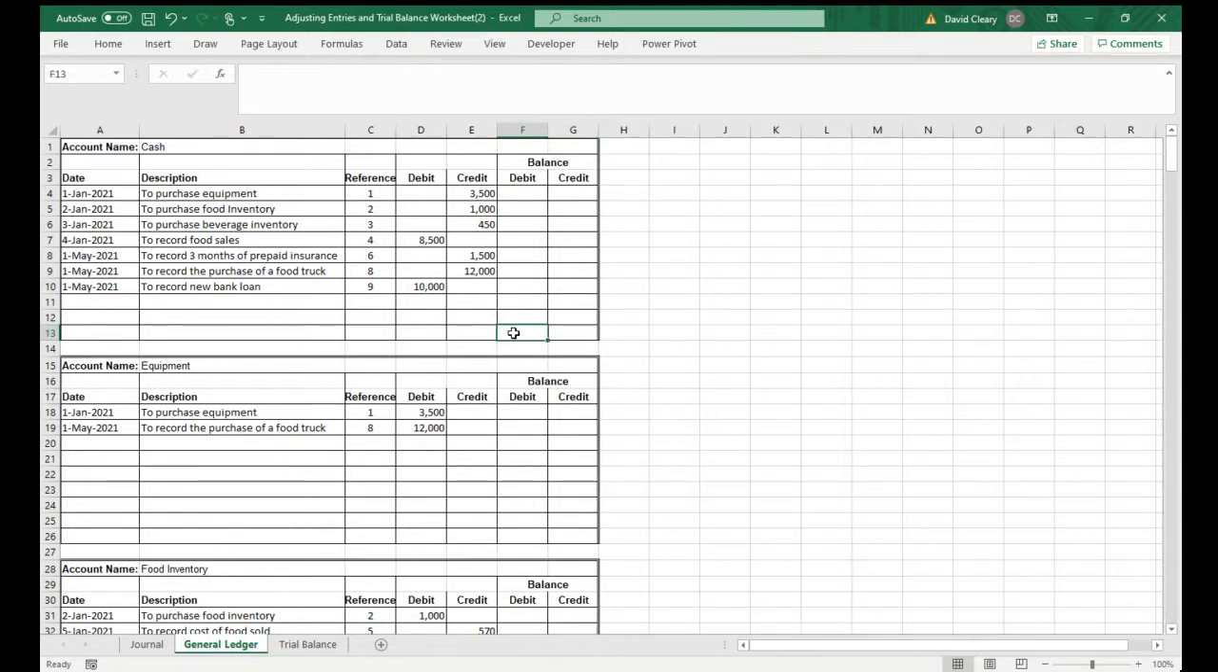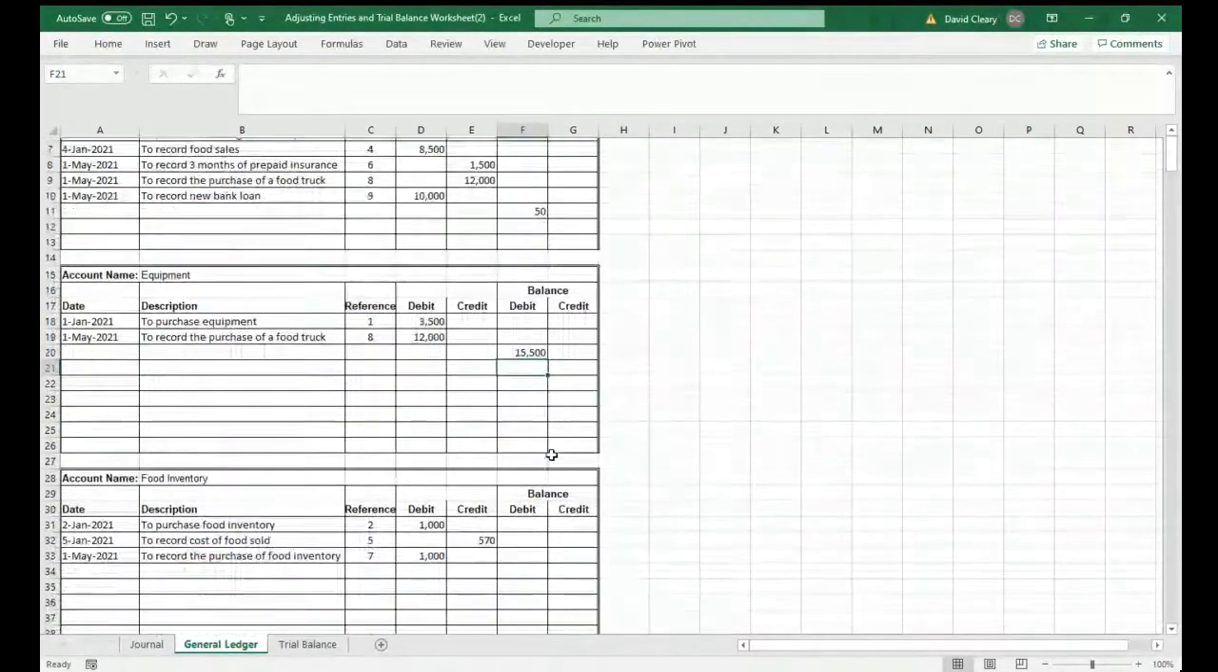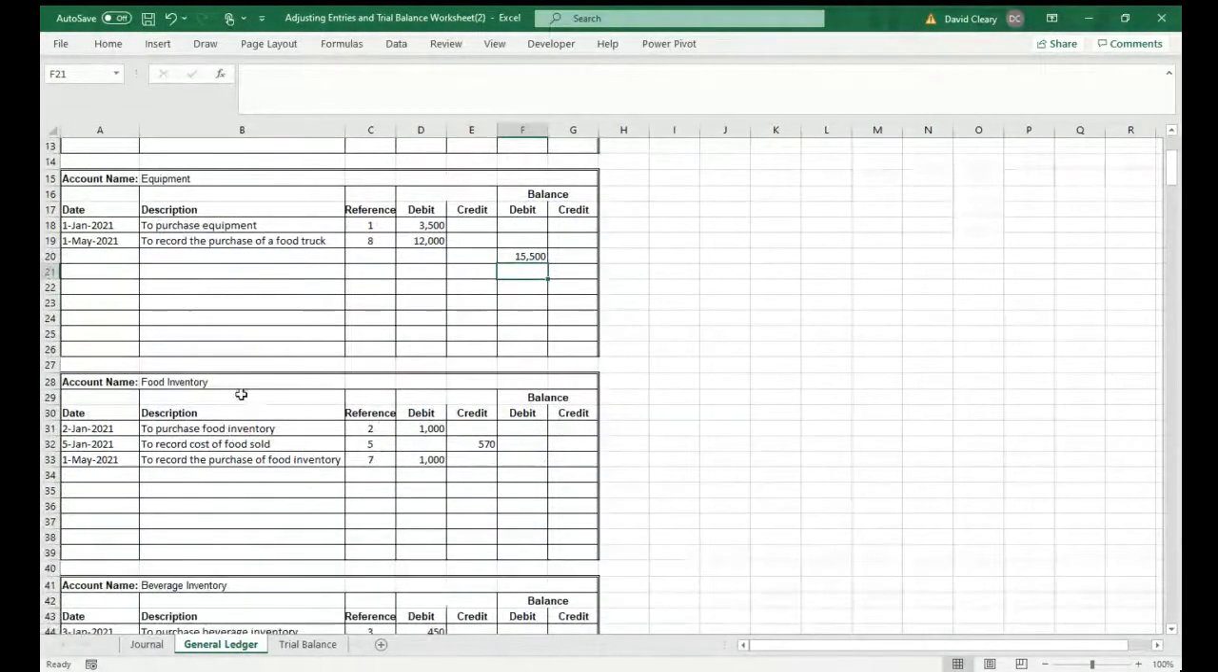So it was $50. I'm just going to put it up here. There we go. $50. That's not a great cash balance, but it's just an example. For our equipment account, we had two debit entries for a final debit balance of $15,500. We want to come down to our food inventory.